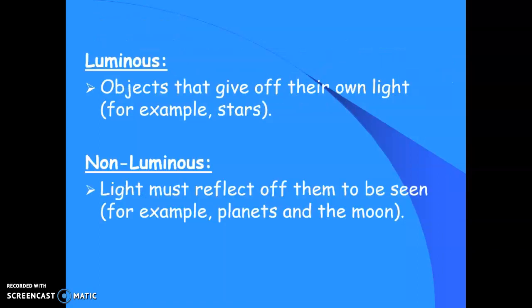Okay, so then we have something that's called luminous versus non-luminous. So an item in the night sky that is luminous is something that gives off its own light, okay, which is really only a star. So for example, the star that is in our solar system, the only one, is our sun. So typically solar systems have a star in the center of it, or sometimes multiple stars. But the star is giving off its own light. Okay, so how it does that, we'll go into more detail when we learn about the sun.